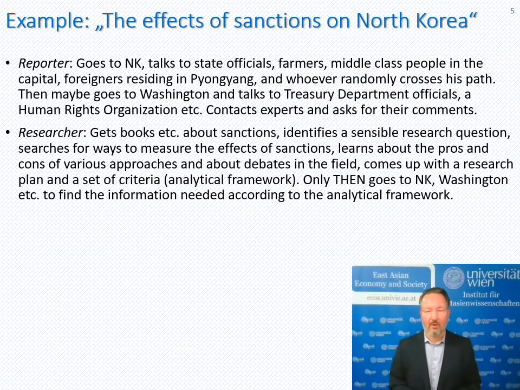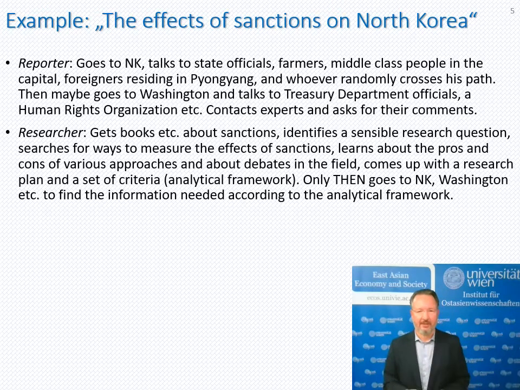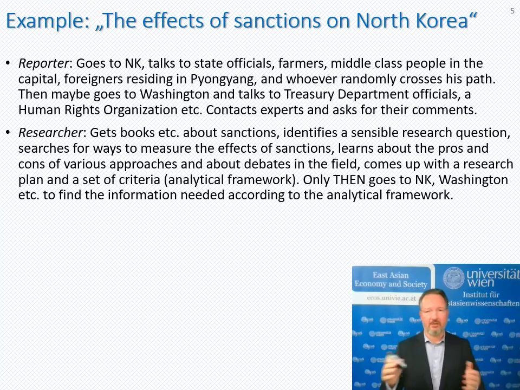Okay, now one example that is more related to East Asia. Let's call it the effects of sanctions on North Korea. That's your topic. And what would a reporter do? A reporter would go to North Korea very quickly and try to talk to whoever he can get hold of, and then complain that nobody's talking to him and that it's such a pain and that you can never travel anywhere freely. He would also include this in his report.